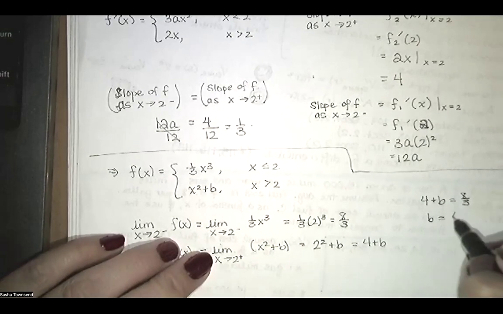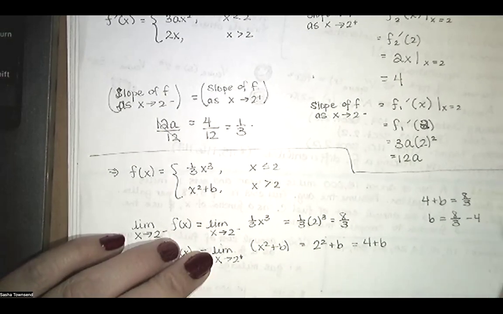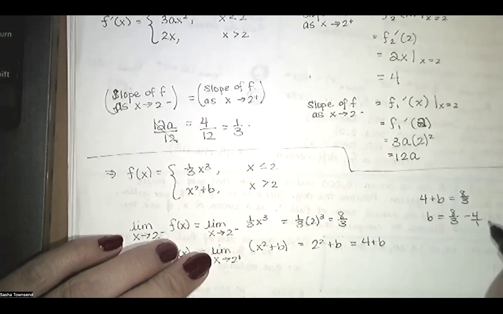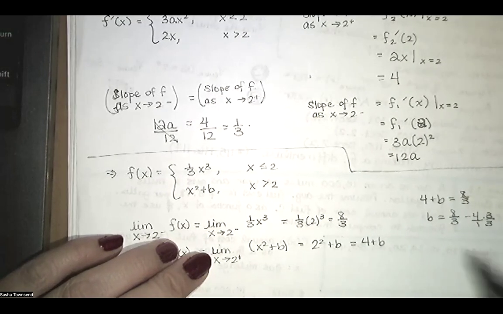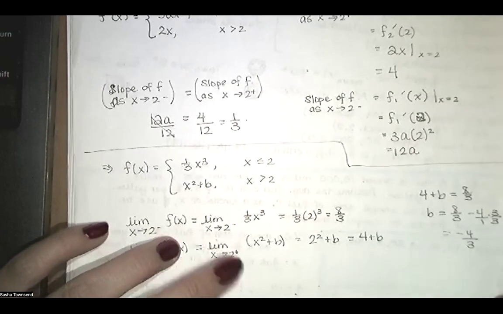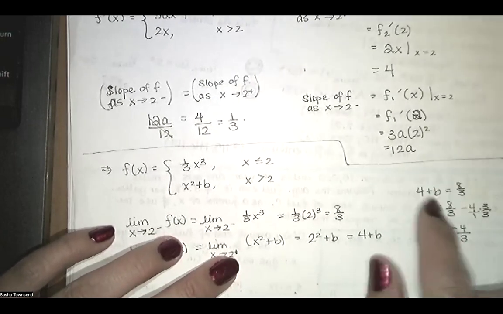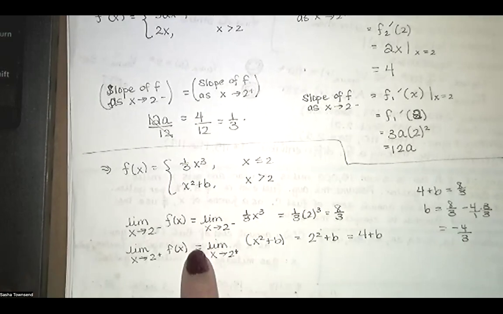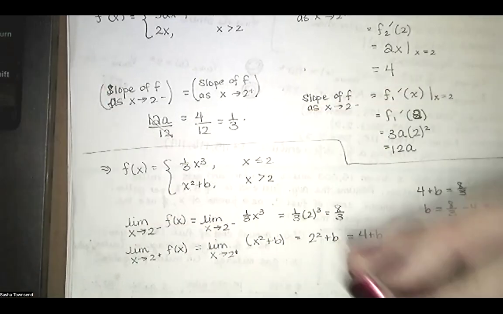So we'll have b equals 8/3 minus 4. And 4 is itself over 1. We'll multiply by 3 over 3 to get a common denominator. This is 8/3 minus 12/3. 8 minus 12 is -4. So b has to equal -4/3 in order for that limit from the left and the limit from the right to be the same. And again, the reason why we're doing that is because we want those two pieces of the function to meet.